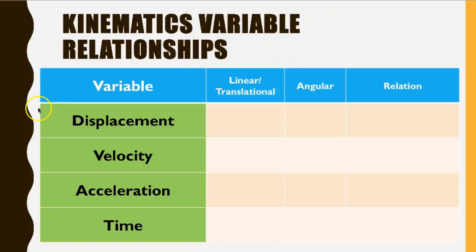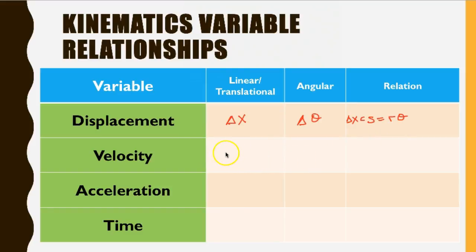Let's talk about the relationships between linear or translational motion and angular motion and how we can connect the two. Displacement was given by delta x in our translational motion. In angular motion, it's given by delta theta. We can write the relationship between the two as the arc length, which is equal to r theta. Most of the time we can just write it like this: delta x equals r theta.